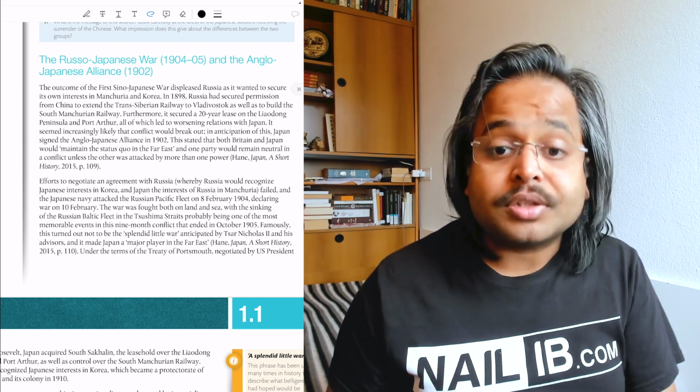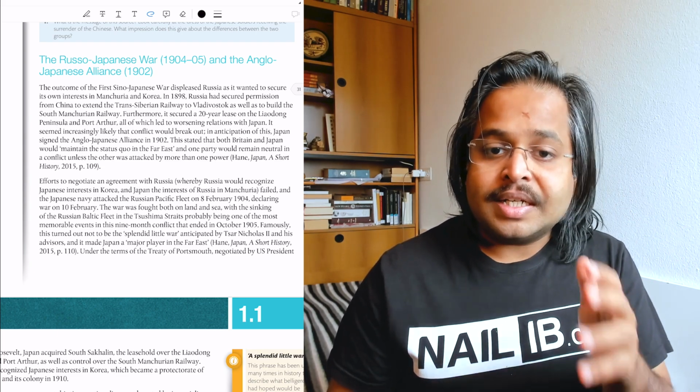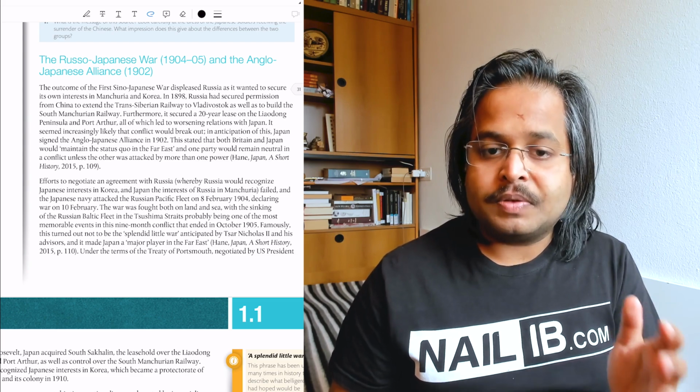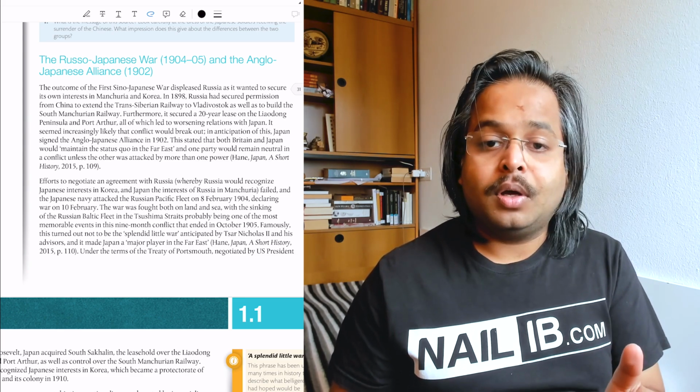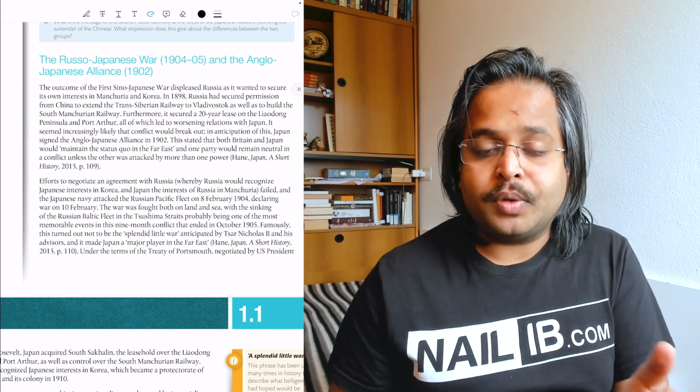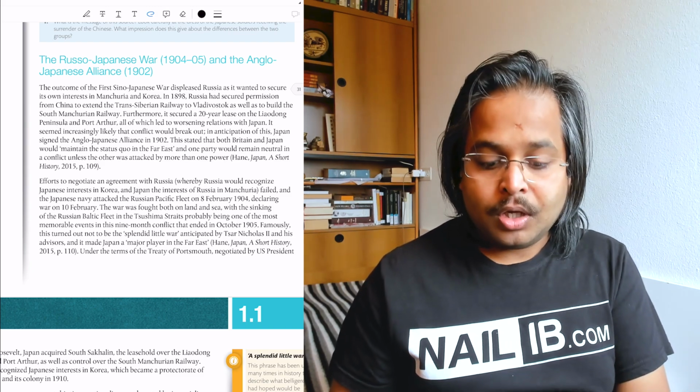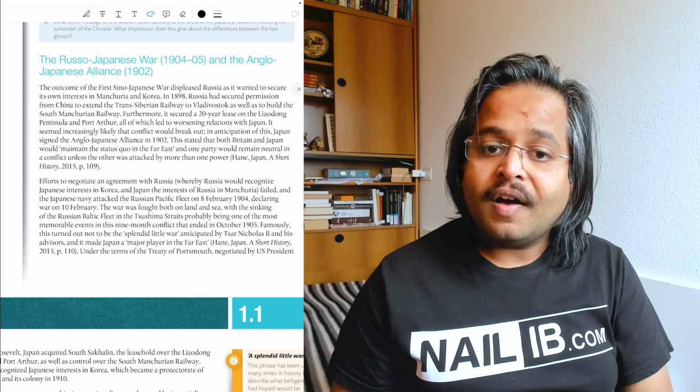In this case, Russia. So obviously, the next conflict that we will look at in terms of the Japanese then is going ahead with a war against Russia. So this gives rise to the Russo-Japanese War of 1904-1905.